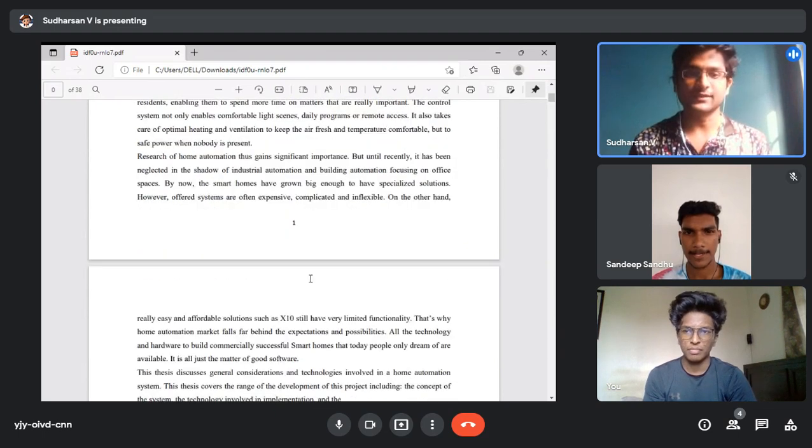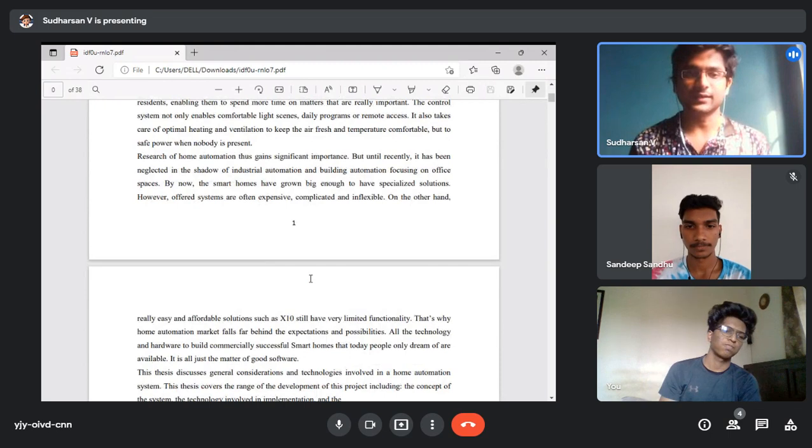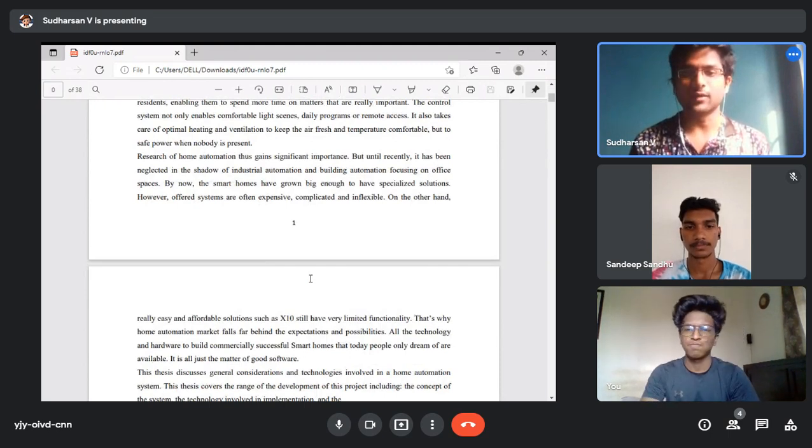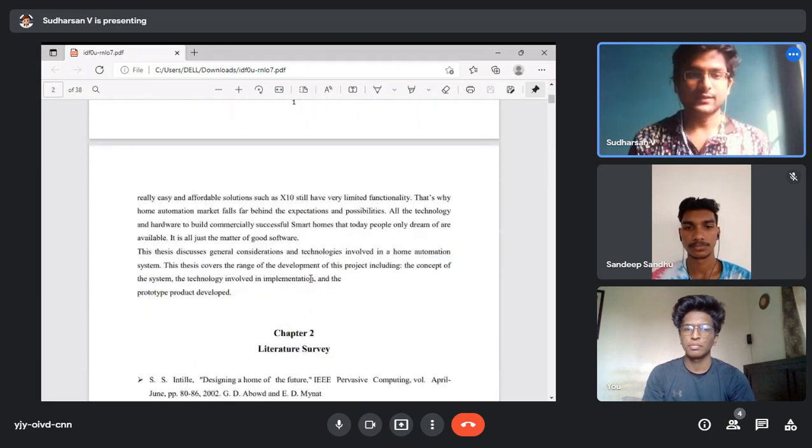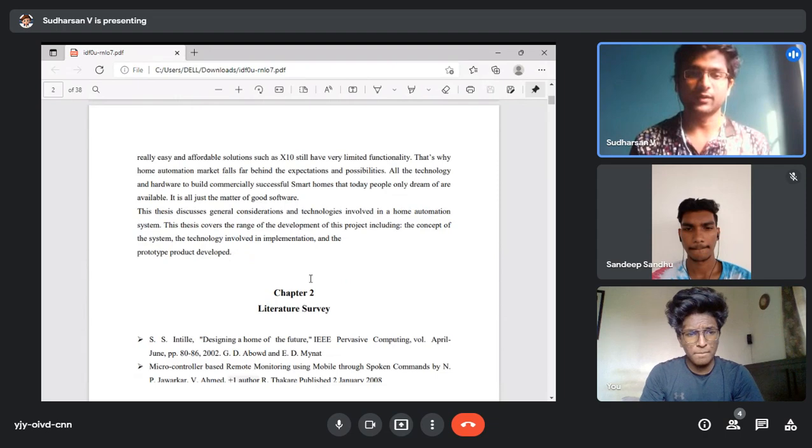Research of home automation thus gained significant importance, but until recently, it has been neglected in the shadow of industrial automation and building automation focusing on office spaces. This thesis discusses general considerations and technologies involved in a home automation system. This thesis covers the range of the development of the project, including the concept of the system, the technology involved in the implementation, and the prototype product developed.